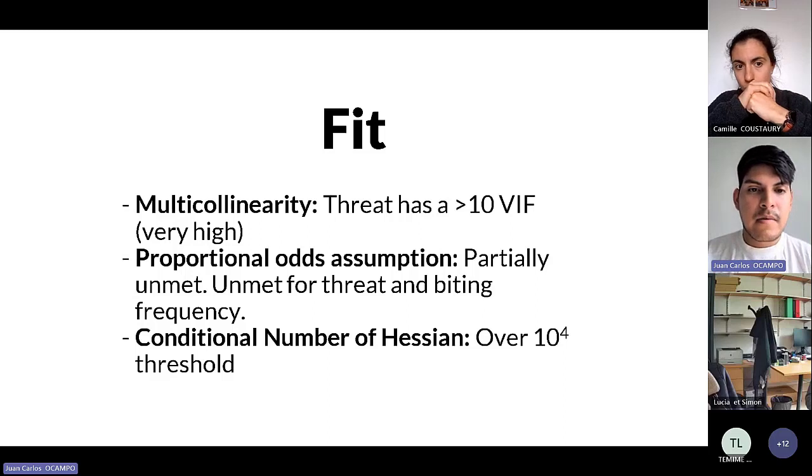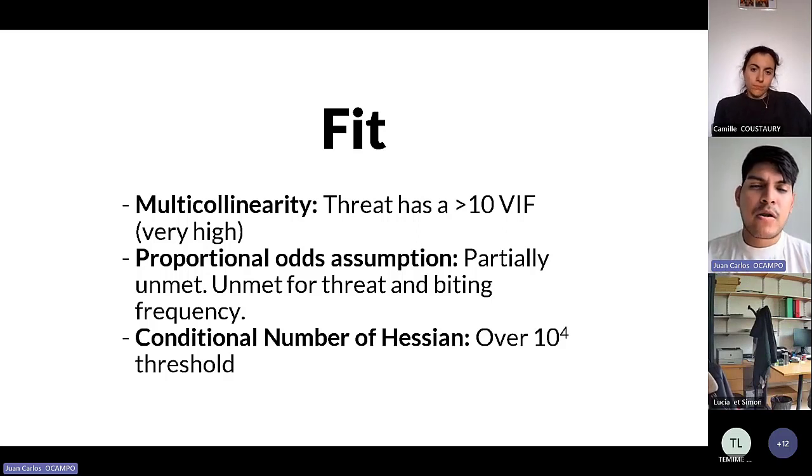So the fit. Here we do have some interesting model fit situations. There are ways to address that. All those ways have some sort of drawback, but multicollinearity for threat is high. It has a VIF of over 10, which would be very high. The proportional odds assumption of the model is partially unmet for threat and biting frequency. That means that the effect of threat and biting frequency as predictors is not the same for every threshold that we have. It's not the same from never to sometimes as it is from sometimes to often. And the condition number of the Hessian over our threshold would mean that we might run into singularity issues, but it's still within what is acceptable.